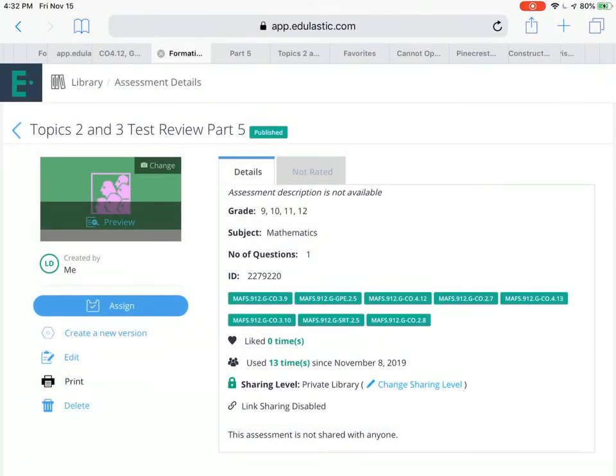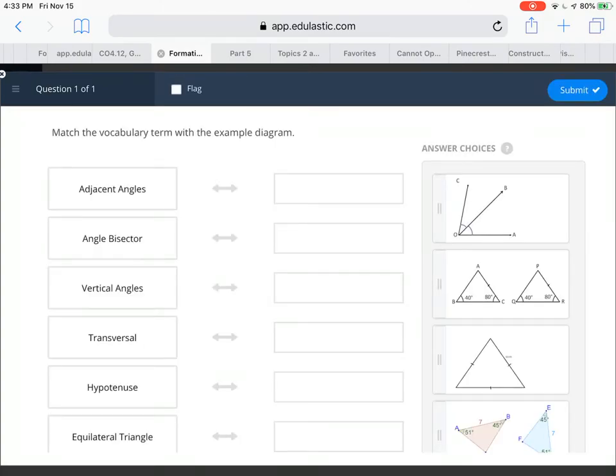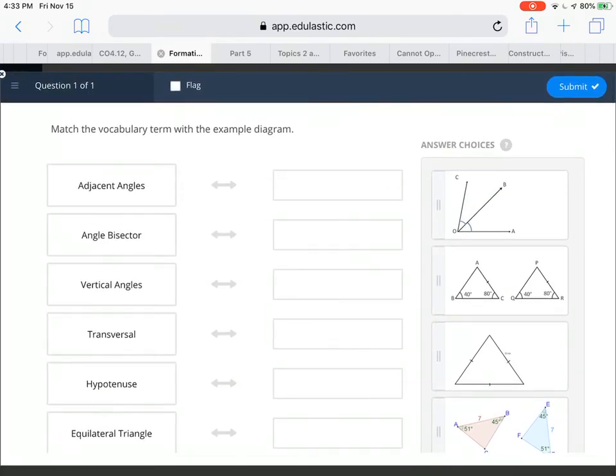Okay, so these are the solutions for topics 2 and 3, test review part 5. For this one, I'm just going to go ahead and actually do the assignment. It's just one question. It's just a long matching question.